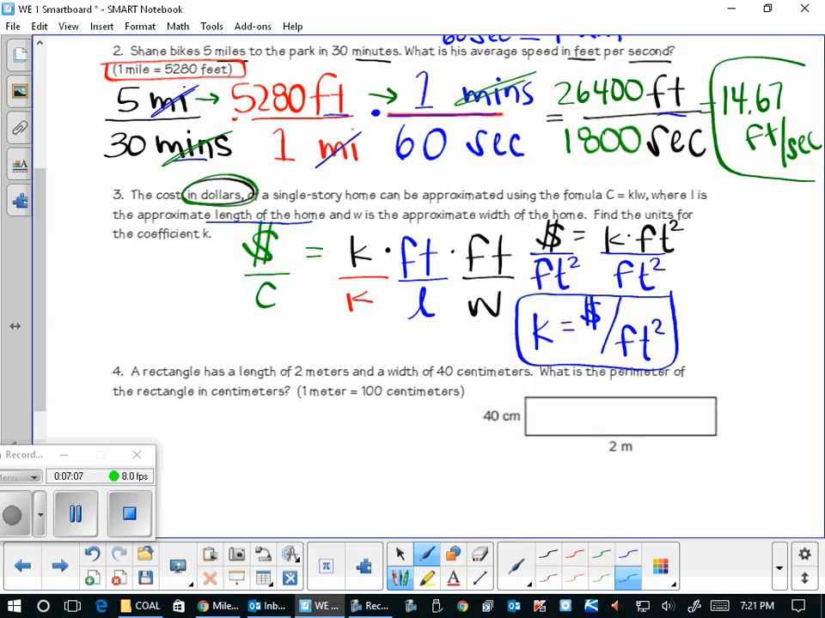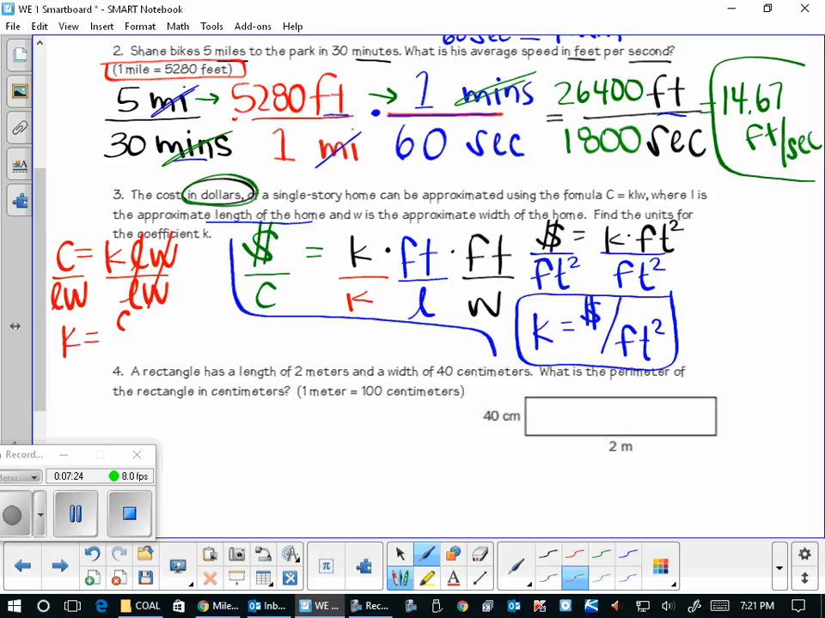Okay, another way you could have thought of that is if you solved for K first. So we have C equals K LW. We want K by itself. Divide by LW. So you get K equals C over LW. And then replace C and LW with the units, which is dollars per feet times feet, which again is feet squared. Okay, so that's how we find the units.